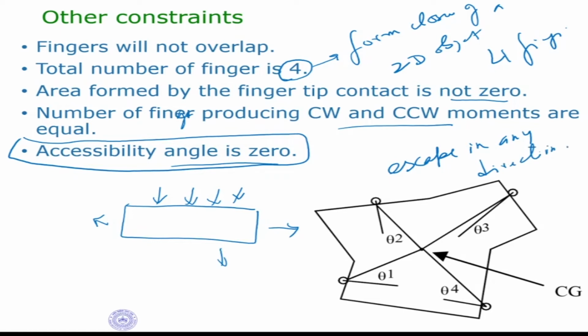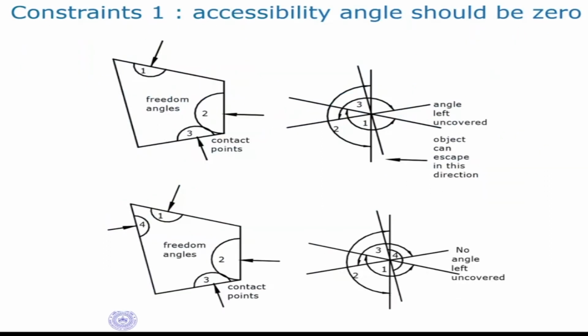So what this means is that if I put 4 fingers here, here, here, and here, this object, if it's a moving object, it should not be able to escape or move in any direction. It should be constrained. Then it's in form closure. Okay. So how do I ensure form closure? What we check is what we call the accessibility angle or the freedom angles.